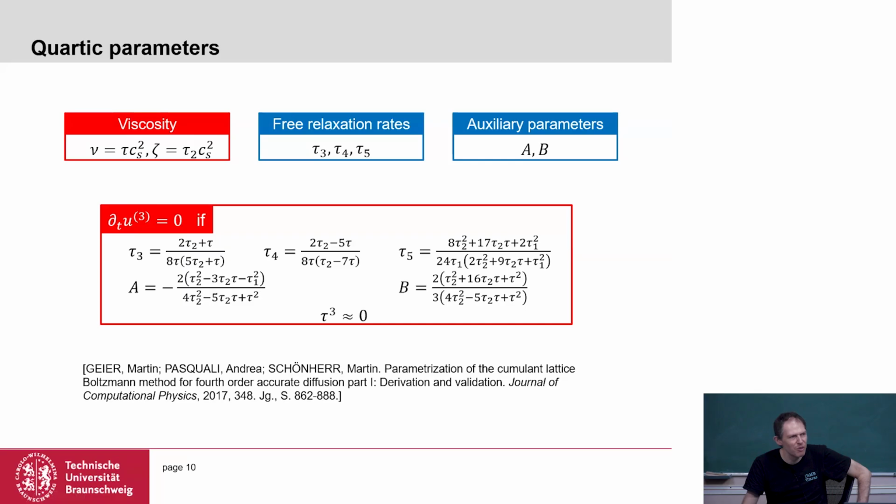Omega p is the one for the bulk viscosity, the attenuation of sound waves. So these two things we consider to be physically given quantities. Then we have free relaxation rates of the third order moments. Only third order moments show up.